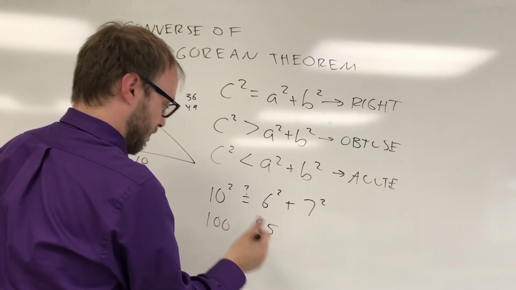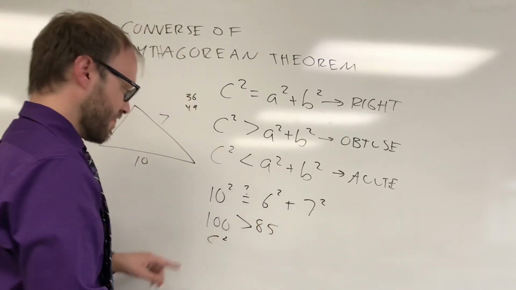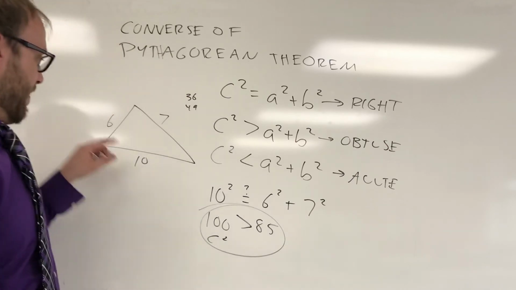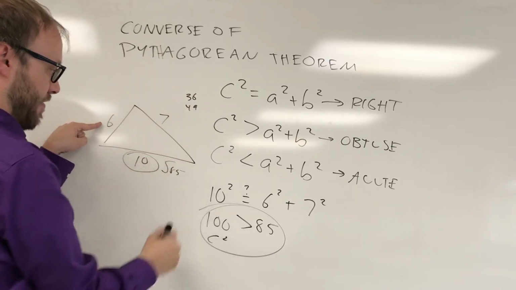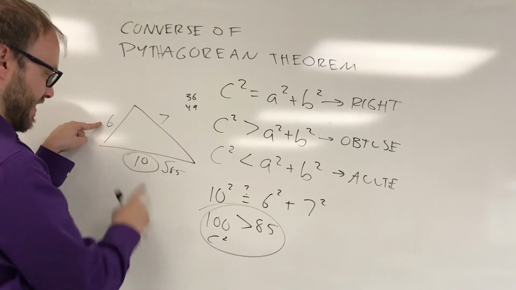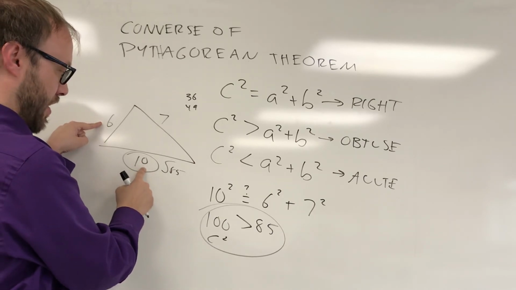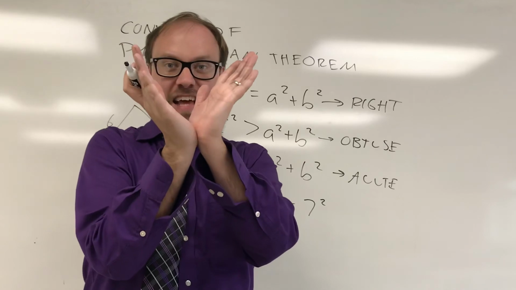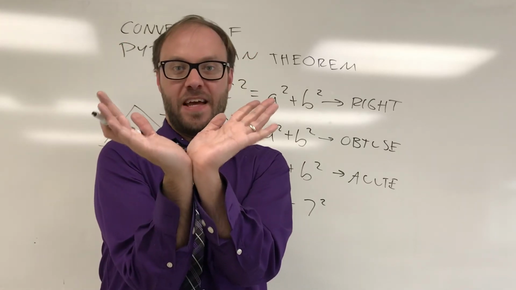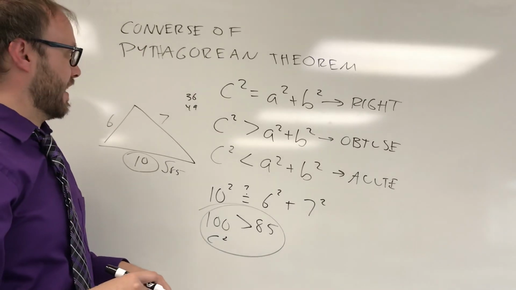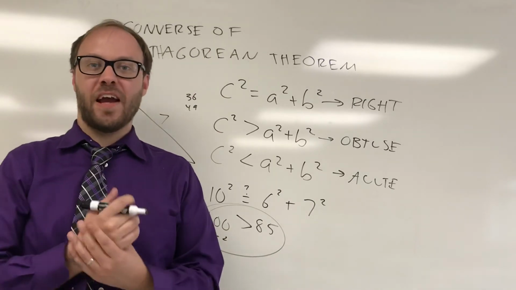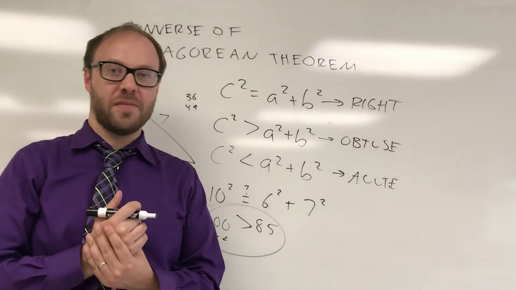So if this was going to be a right triangle, this side would need to be the square root of 85. And instead, this side is the square root of 100. So what that's telling me is the C side's bigger than it was supposed to be. That means it's an obtuse triangle. So hopefully that's helpful in helping you identify what kind of triangle you're working with using the Pythagorean theorem.